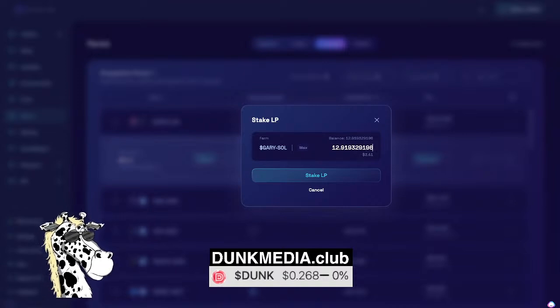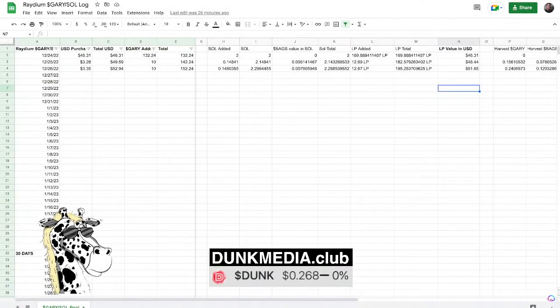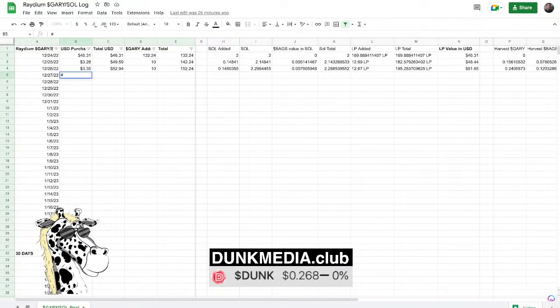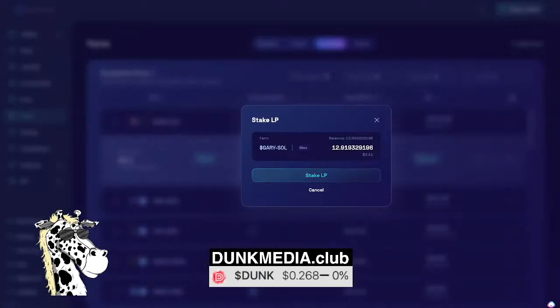And it's saying that I'm putting in $3.41. So that's the amount that I'm going off of when I'm marking it on my chart of how much I'm contributing. So $3.41. There we go. Okay. Now I'm going to stake the LP.